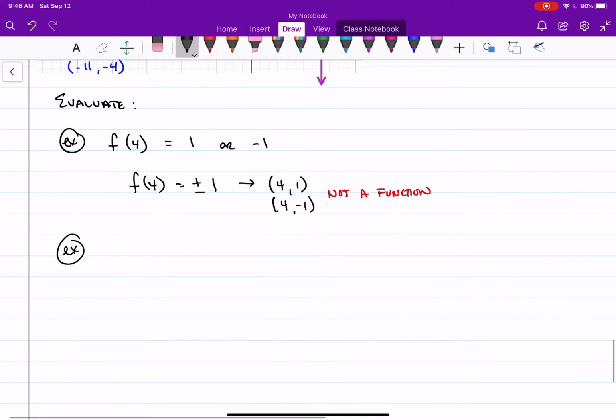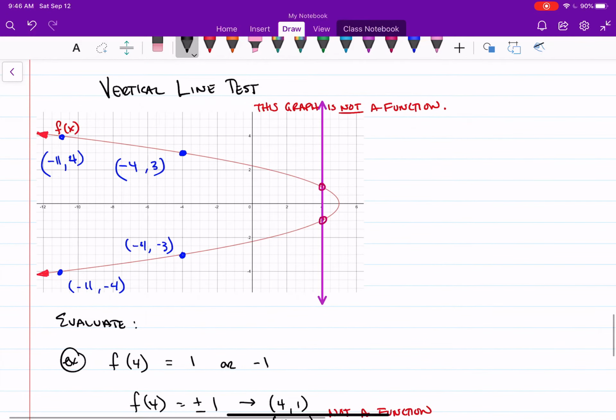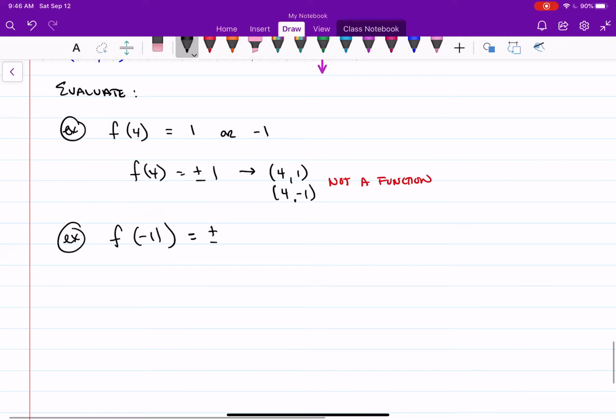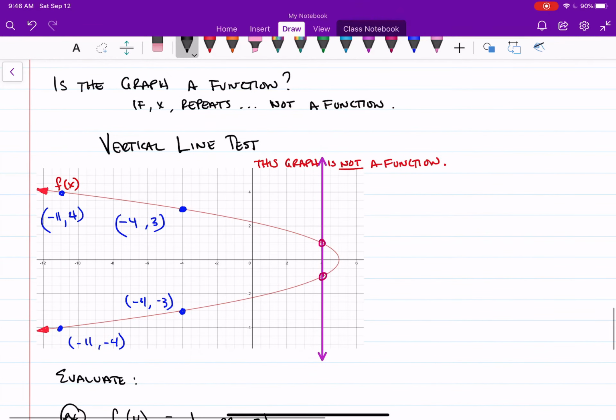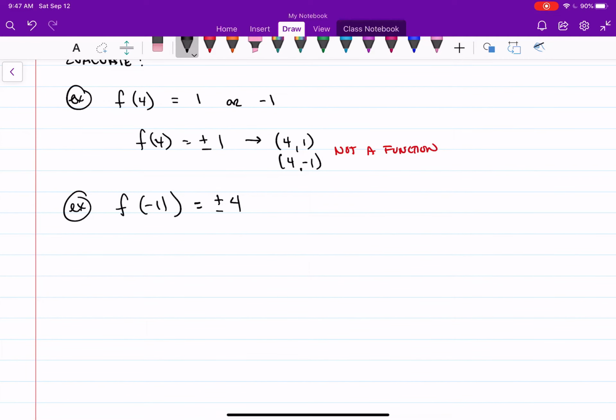In the next example, let's say I ask, what's f of -11? And you would say plus or minus 4. Is that right? Yep. So that means at -11, I get +4, and at -11, I get -4. Okay? So that's what it means. So again, it's not a function. All right. One more. Nope, that's it. And this is all she wrote.